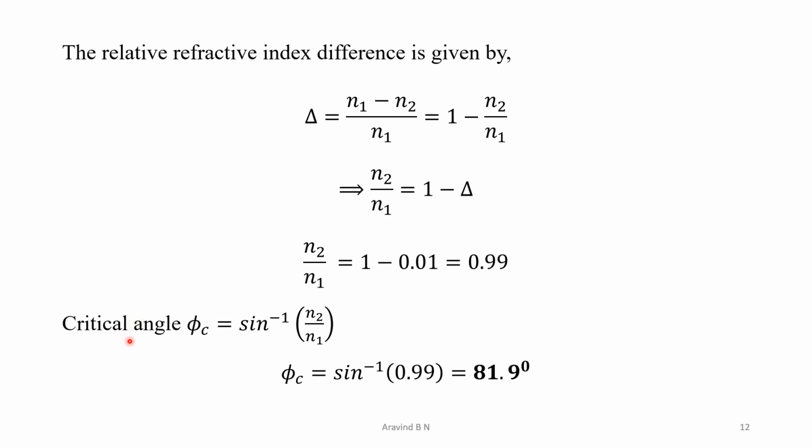The formula for critical angle is phi c equal to sin inverse of n2 divided by n1. n2 divided by n1 has just been calculated, so directly make the substitution of 0.99 here, and we are going to get the answer for the critical angle phi c.